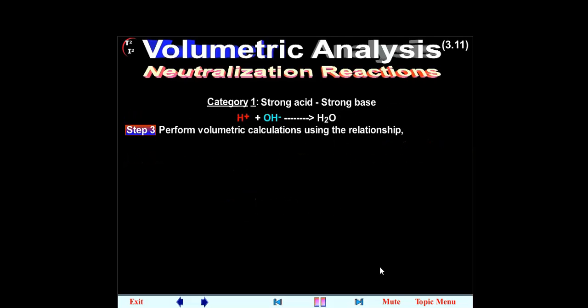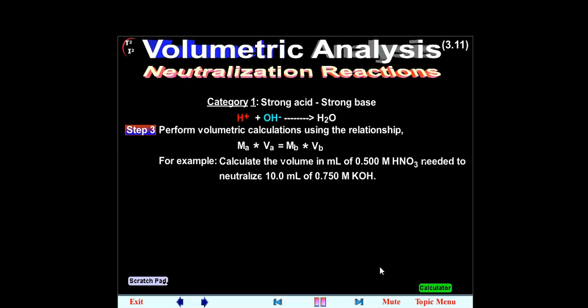Step 3. Perform volumetric calculations using the relationship Ma times Va equals Mb times Vb. For example, calculate the volume in milliliters of 0.500 molar HNO3 needed to neutralize 10.0 milliliters of 0.750 molar KOH.